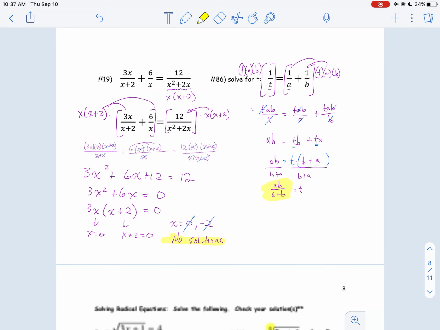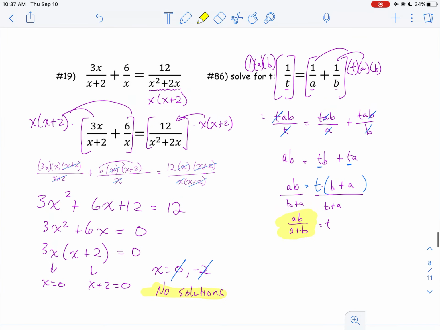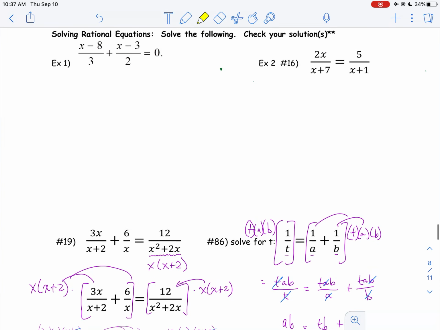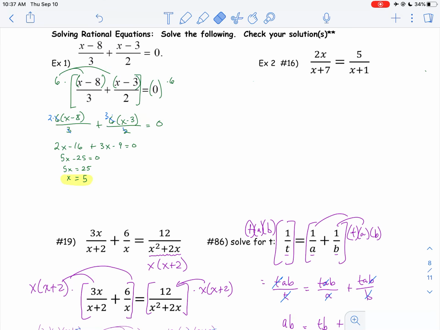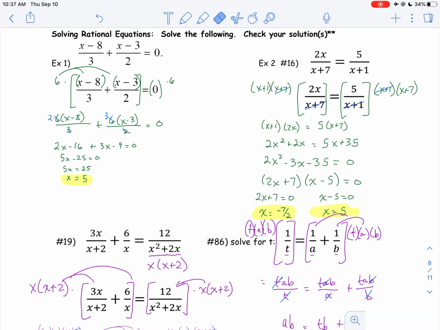And that's the video on solving rational equations. Go ahead and try example 1 and example 2 yourself. Pause the video here. Hopefully you were able to do those. Here are the solutions to example 1 and example 2.